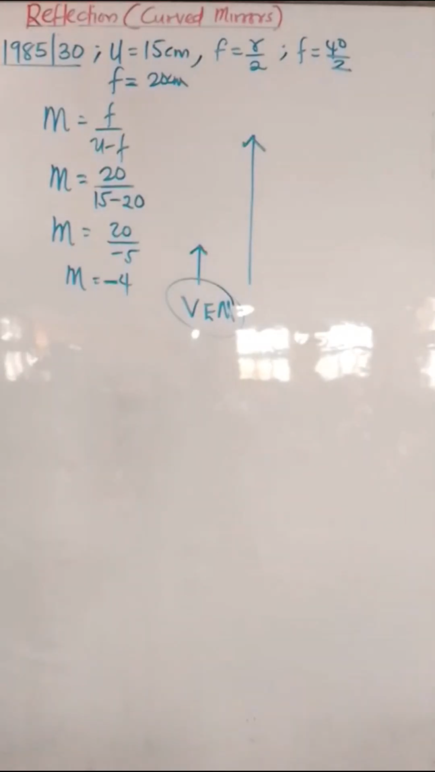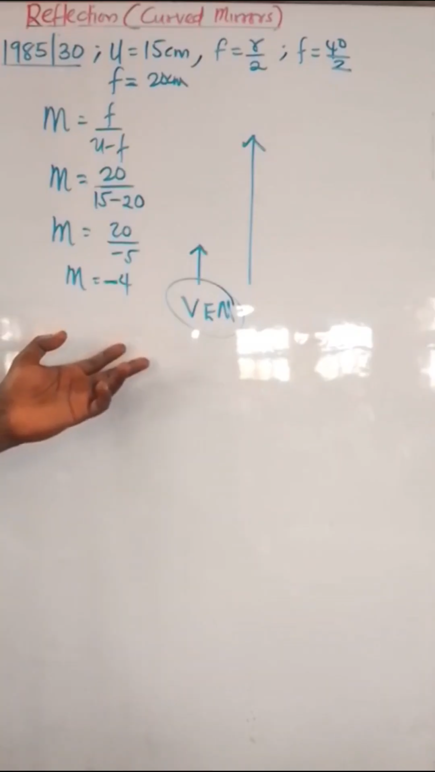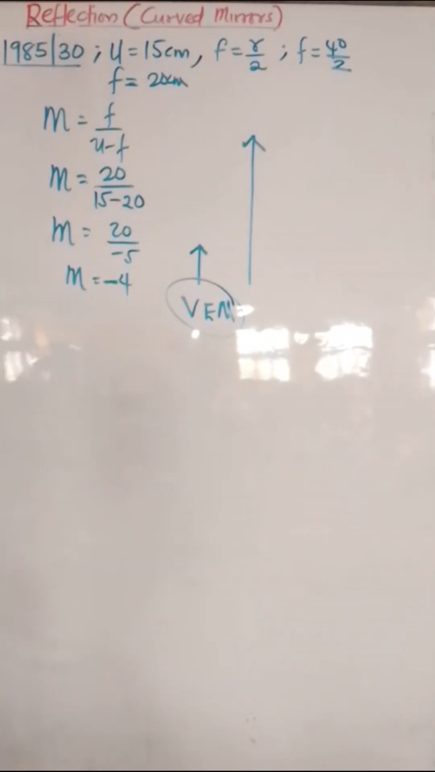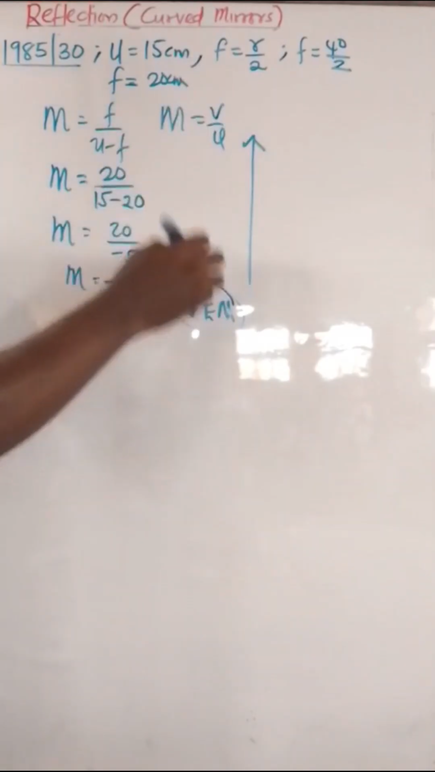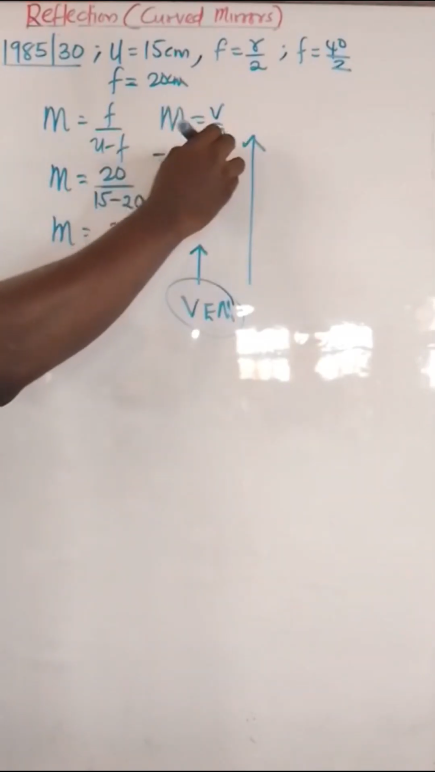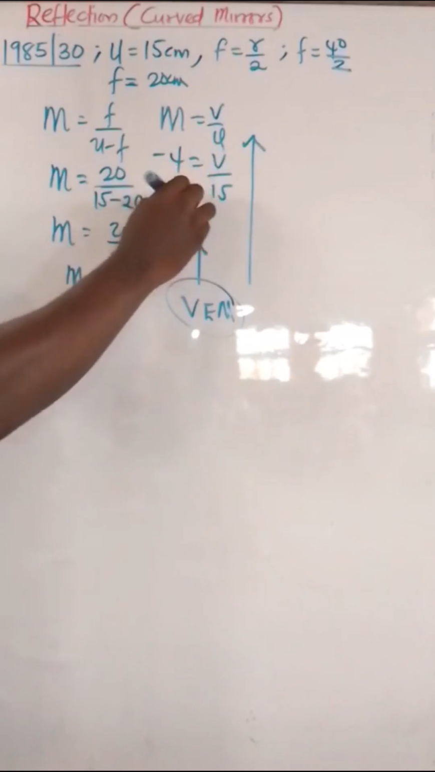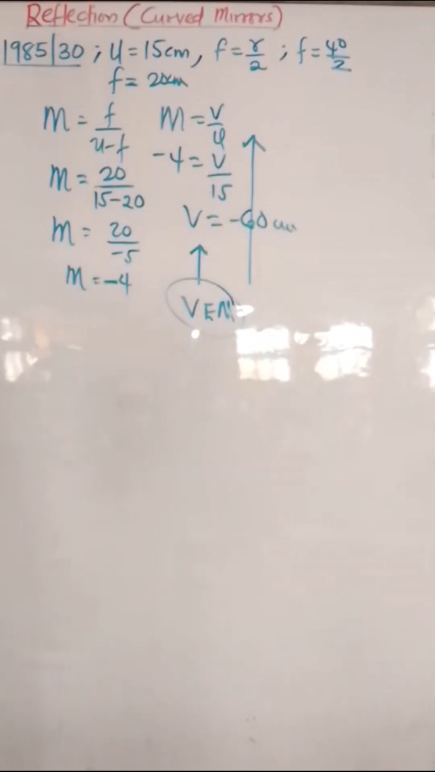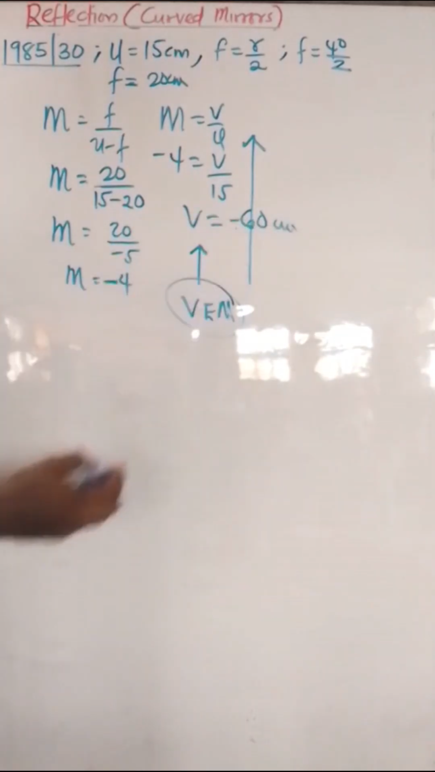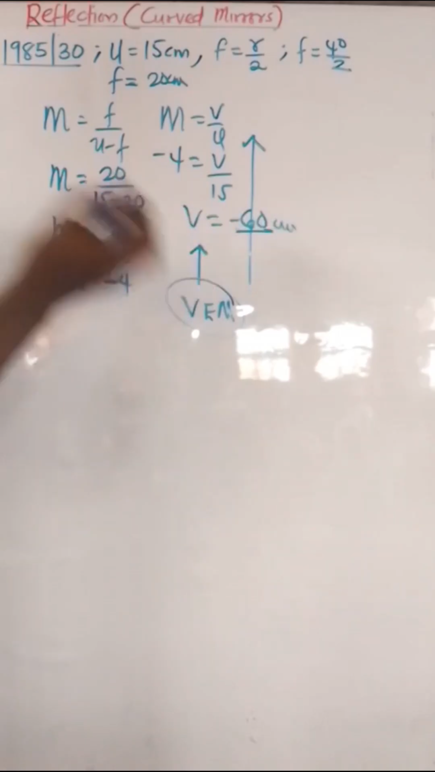Now they are talking about the image distance, V. So M is V over U. What is M here? Minus 4 equals V over U, which is 15. So V is minus 60. The minus means at the back. So it is 60 centimeters behind the mirror. And it's virtual, yes. That's the answer. A. Virtual and 60 centimeters behind.